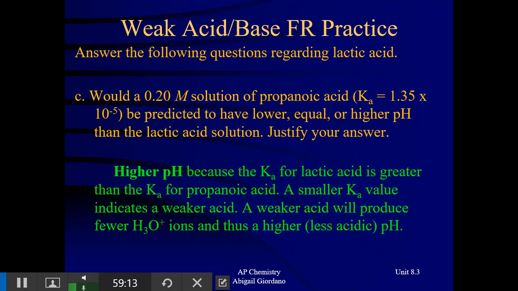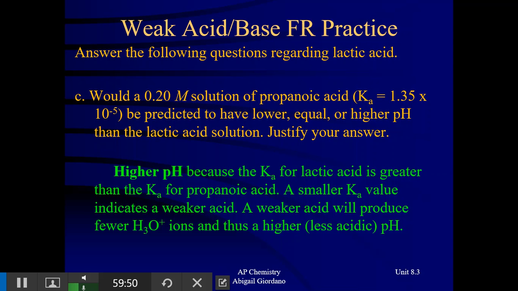So the answer is the propanoic acid solution is going to have a higher pH because the Ka for the lactic acid is greater than the Ka for the propanoic acid. We talked about that a little bit. What does that mean? That means that they're both weak acids, but the lactic acid is a little bit stronger. A smaller Ka value indicates a weaker acid. Propanoic acid is the weaker acid.